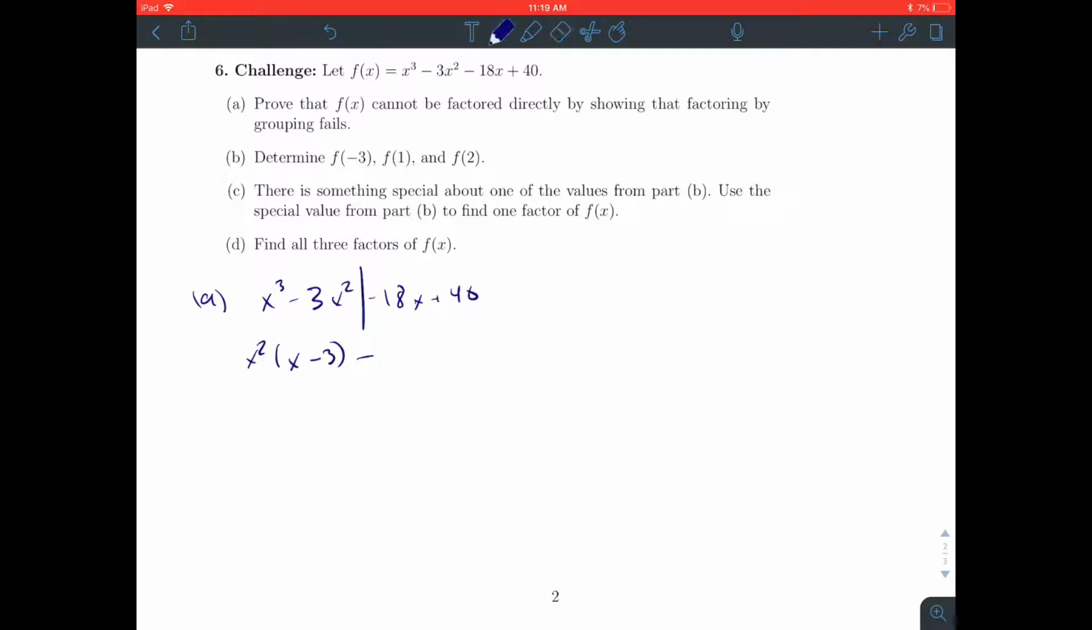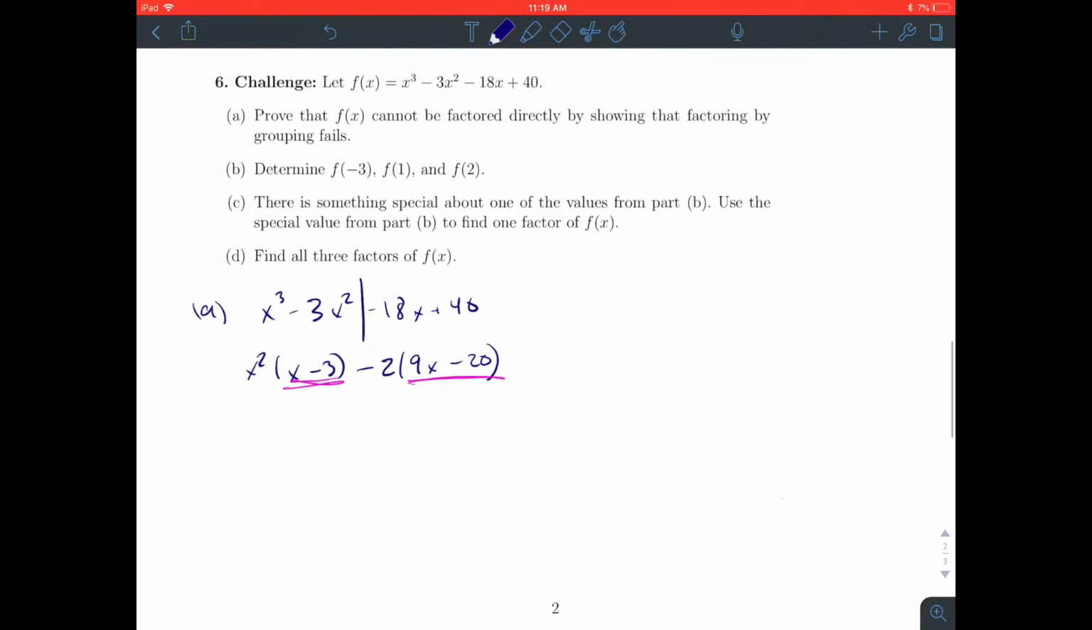Erasing that. Let's see. It looks like 2 goes into there. I think 2 might be the biggest common factor. 2 times 9x minus 20. All right, so for factoring by grouping to work, we would have had to have the same factor here and here, and we don't.